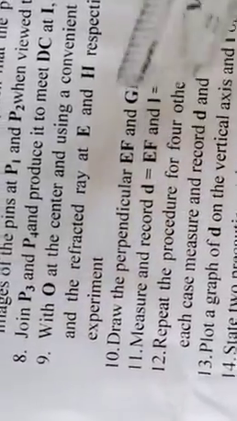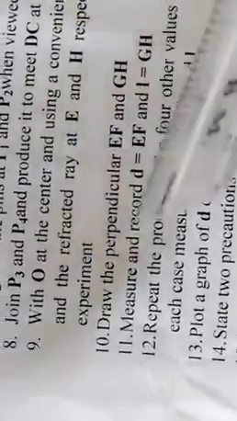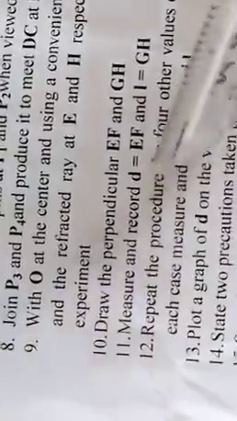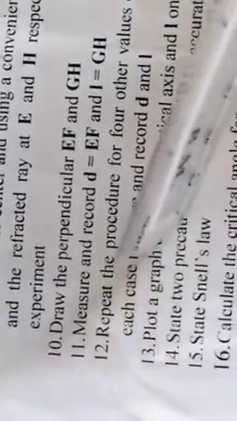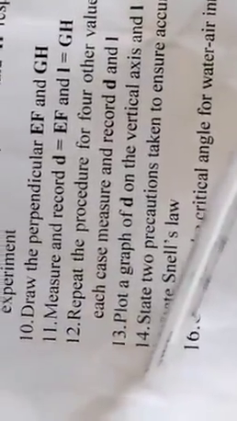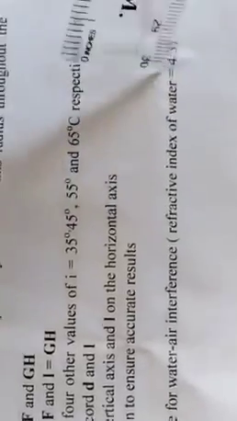Then plot a graph of d, that is EF, on the vertical axis against l, which is GH, on the horizontal axis. State 2 precautions taken to ensure accurate results. 15, state Snell's law, and 16, calculate the critical angle of the water-air interface. Take the refractive index of water as 4/3.